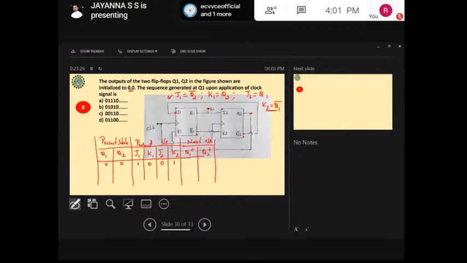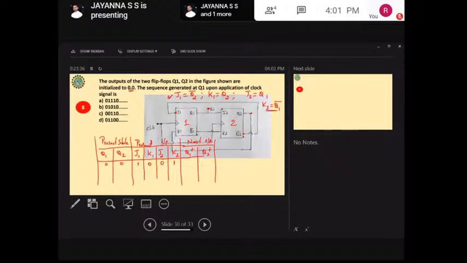So if you give 1 0 for the first JK flip-flop, and 0 1 for the second, and apply the clock, the inputs 1 0 lead to Q1 equal to 1, and 0 1 leads to Q2 equal to 0 here. Next, what you are going to do is next.